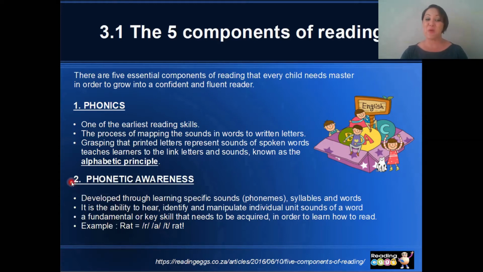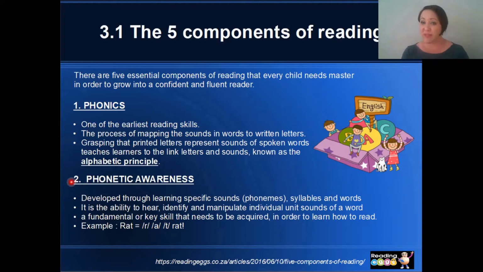Okay, next will be your phonetic awareness. Now your student is familiar with the alphabet. A is for apple. B is for ball. Okay, so they are now aware of the sounds. Now they need to learn to develop through learning specific sounds and combinations of sounds or phonemes, syllables and words. So apple, 2 syllables.